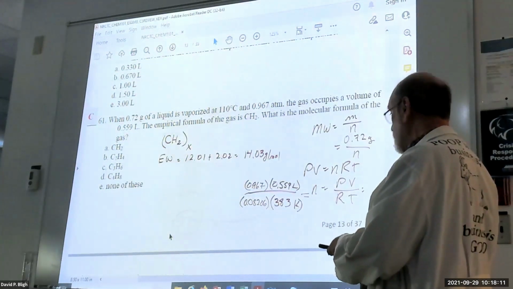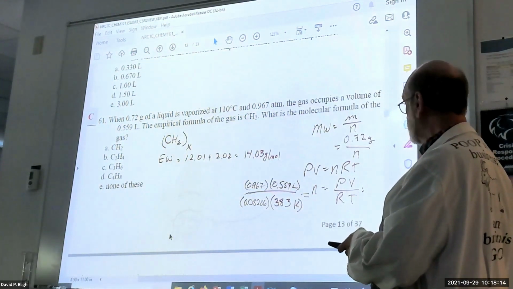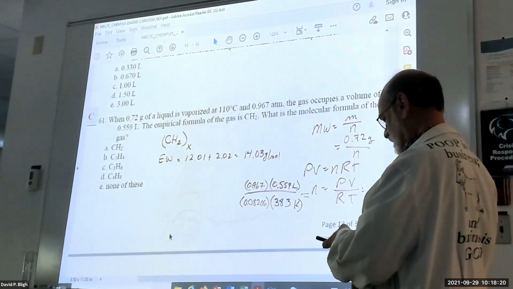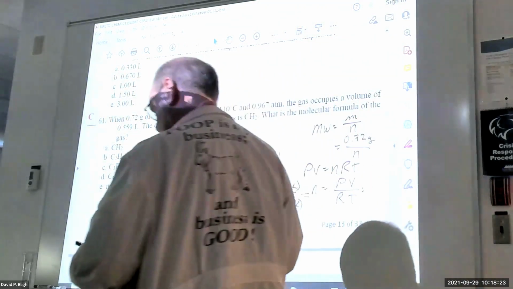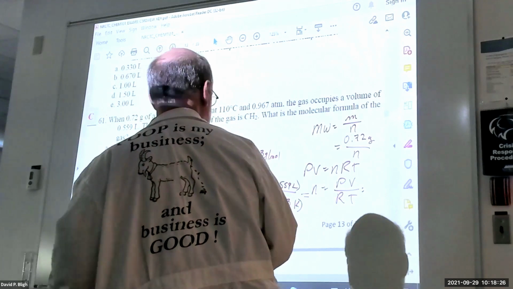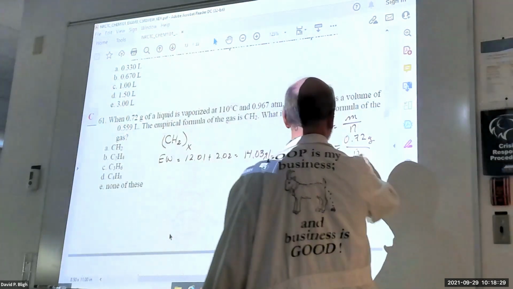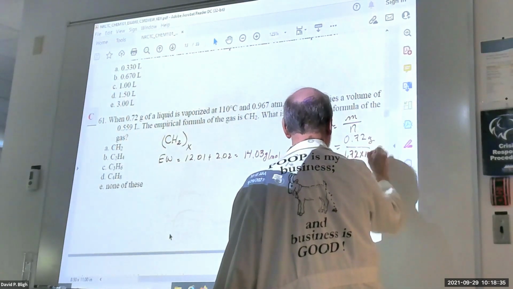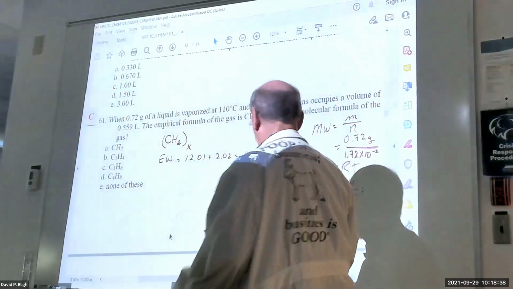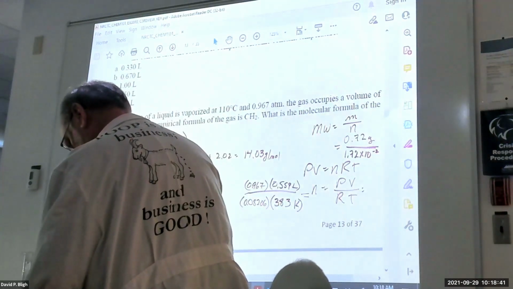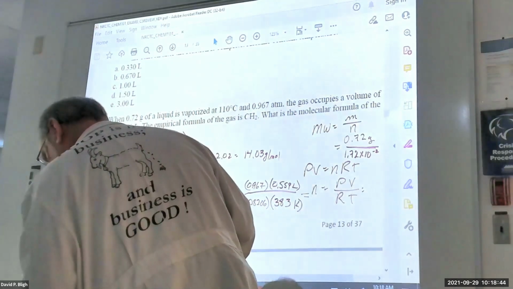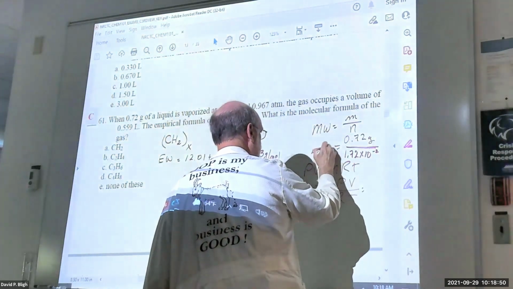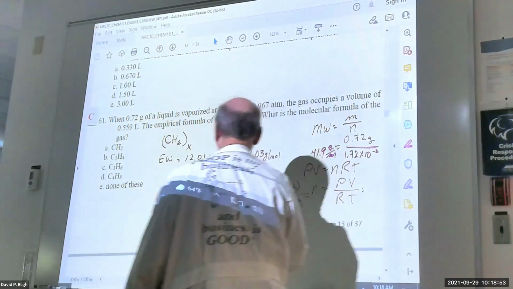0.967, 0.559, 0.08206 divided into that, and 383 divided into that. So I get 1.72 times 10 to the minus 2. So let's divide that into 0.72. I get 41.9. 41.9 grams per mole. All right.